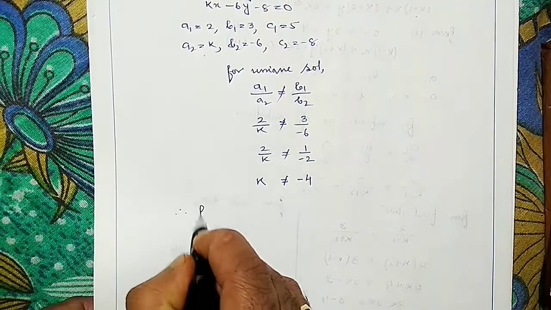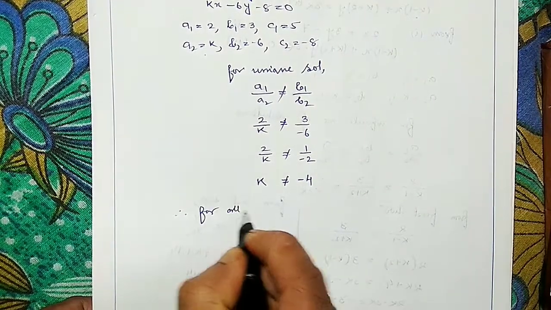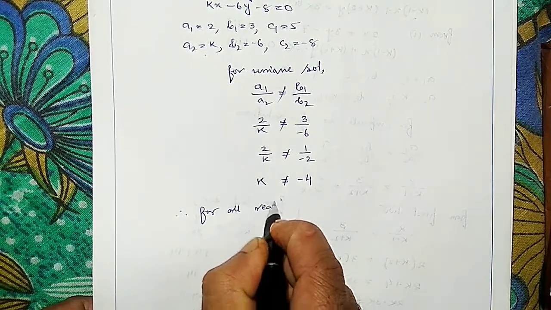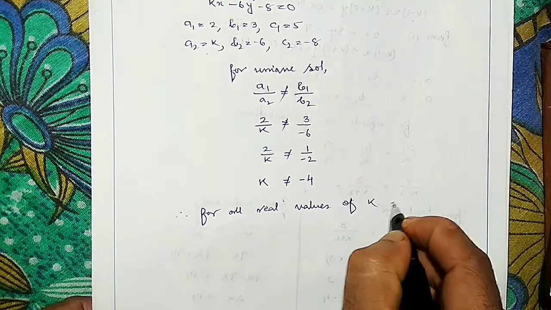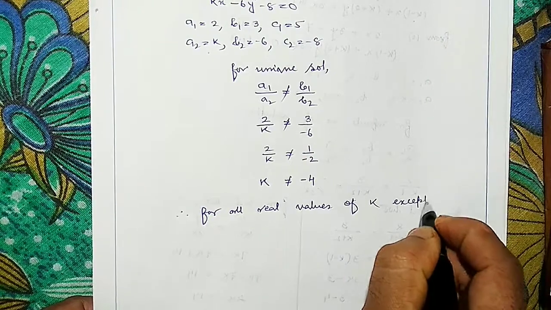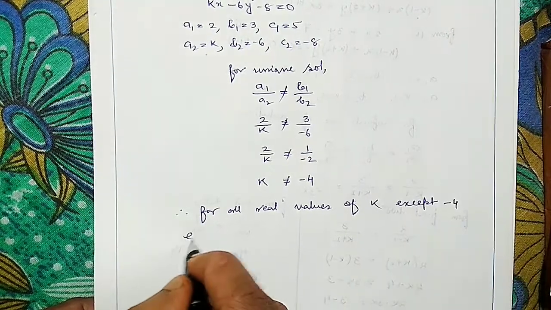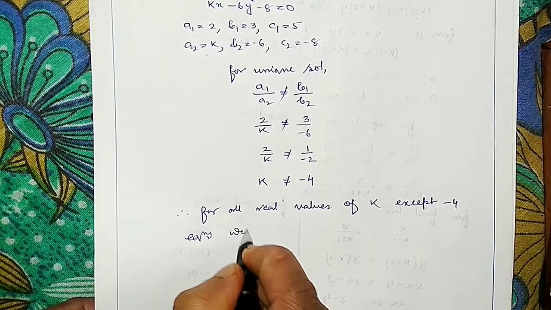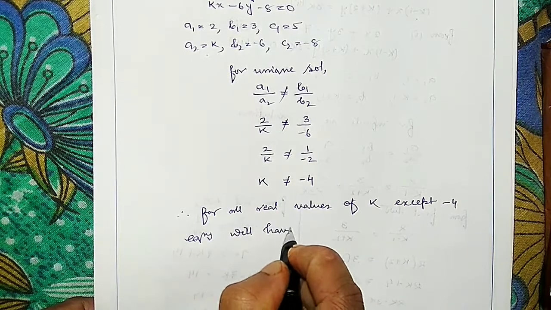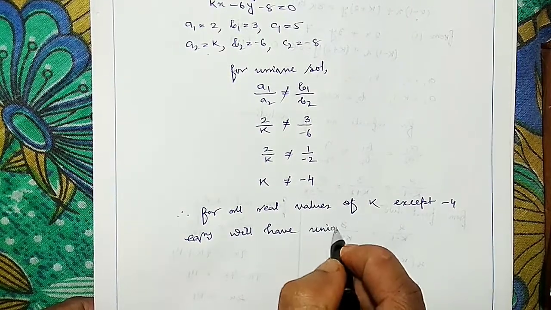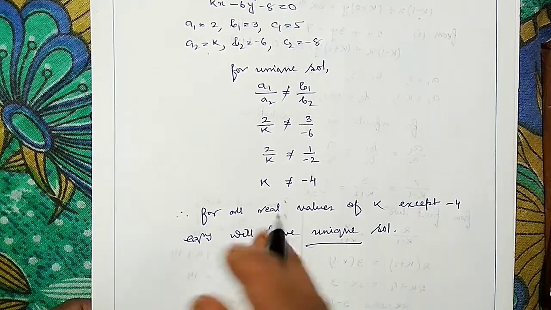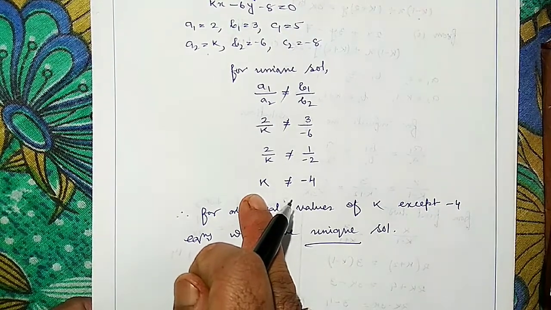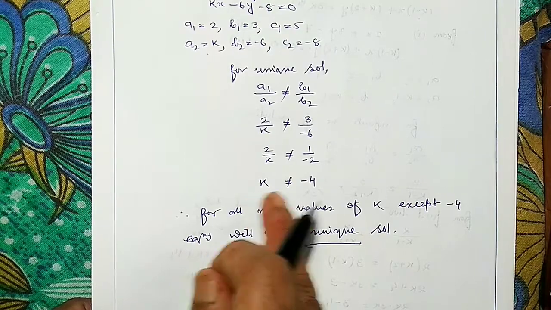Therefore, for all real values of k except minus 4, the given equations will have unique solution. So what's the answer? It can be anything, any real value of k is the answer other than minus 4.